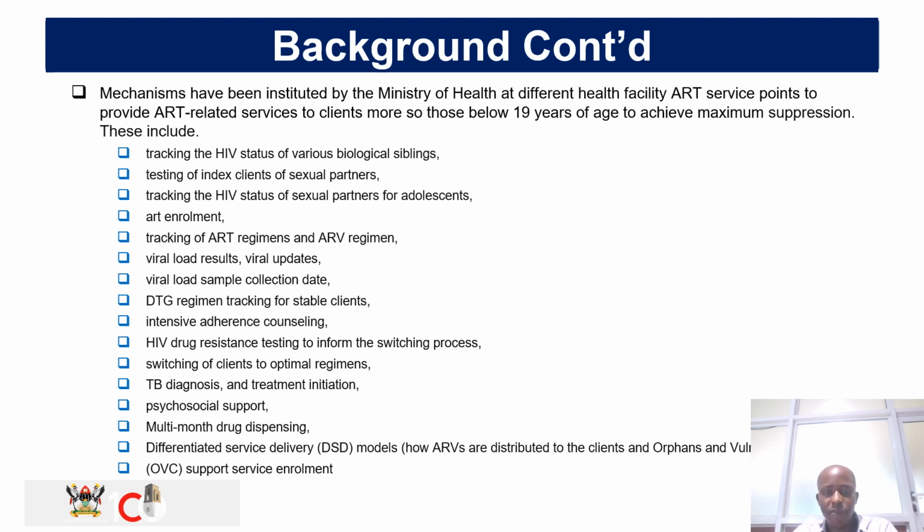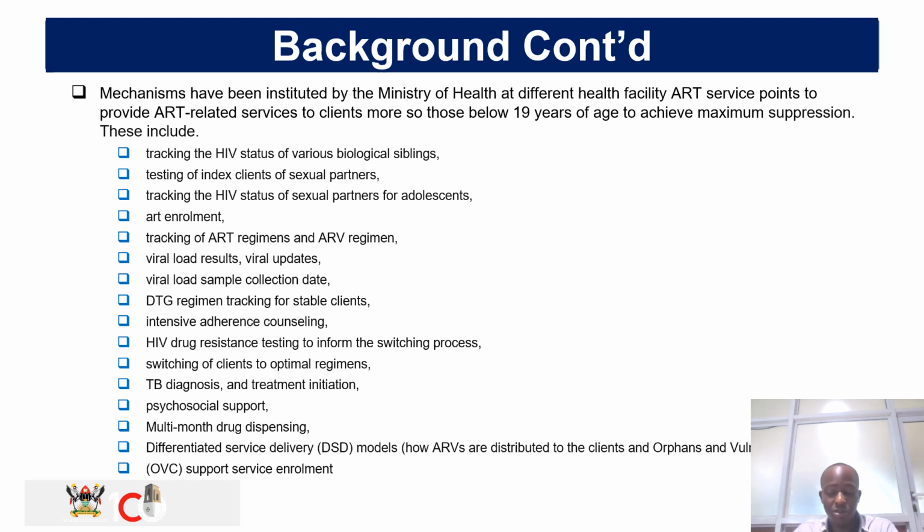Differentiated service delivery models are how clients come and pick drugs at the facility. Either some go to the community, or some go to the pharmacy if they are stable. So there are various DSDM models that the ministry has instituted to hold these HIV positive clients to come and pick drugs, as well as the OVC support for the children.